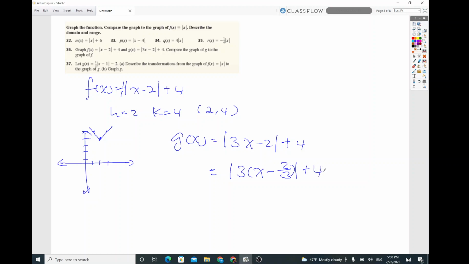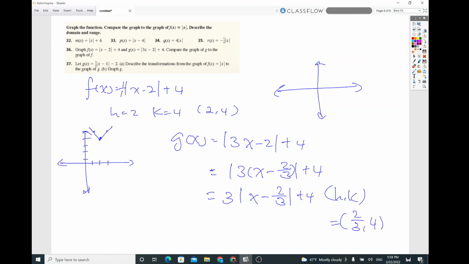Close parentheses. 4 is just the value of k. As you can see, that's 3 times the absolute value of x minus 2/3, and then plus 4. So for this one, it's changing the vertex a little bit. Instead of having the vertex at 2, 4, we're making the vertex at 2/3, 4. So for h, k, this one is a little bit different. 2/3, 4. So 1 is over here, 2/3 passes through the middle, and then 4 units up, 1, 2, 3, 4. So it's all the way up here.